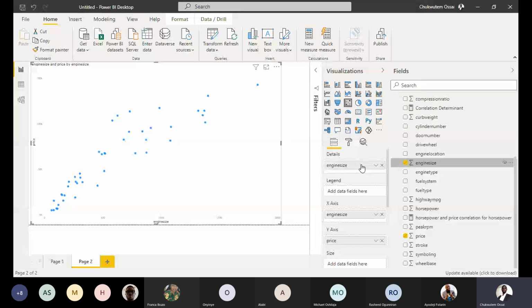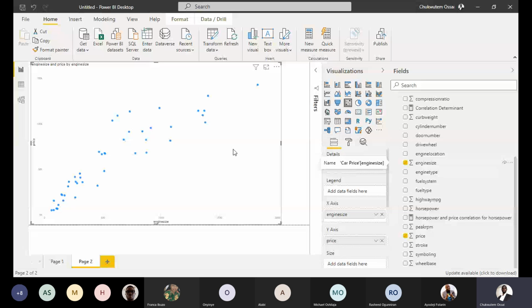Okay, so we have brought in the engine size on the S axis, and then we also bring it in the details, and then we brought in the dependent variable, which is the price. We have placed it on the Y axis, and then we have this. Now there's another thing that we must bring in here in order to discover patterns in our data set, and that is what we call the trend line.